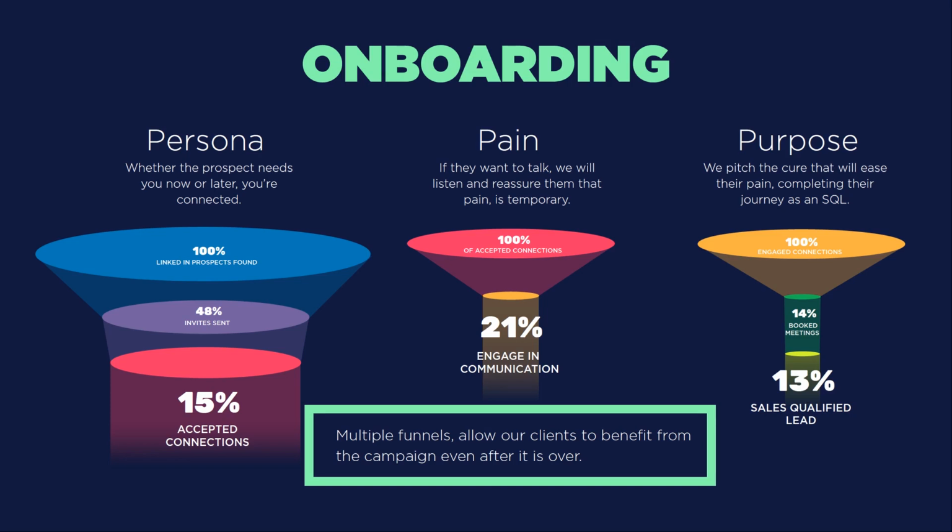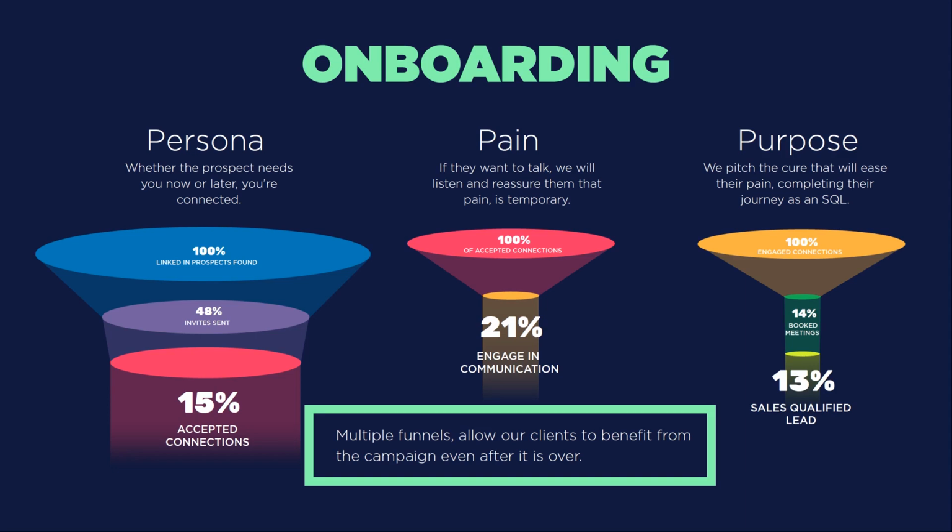Pain is the second funnel. This is the second conversion metric, which is once we've sent those connections, who engages in communication after. You can see from the percentages there, these are just kind of on average. Sometimes they're higher, sometimes lower. When we're talking about pain, we're talking about the things that are affecting their business, whether it's geopolitical, government, it's where they are in the world. There's a lot of different factors in pain.